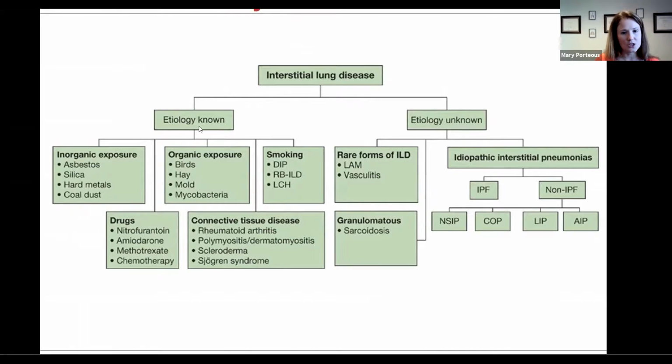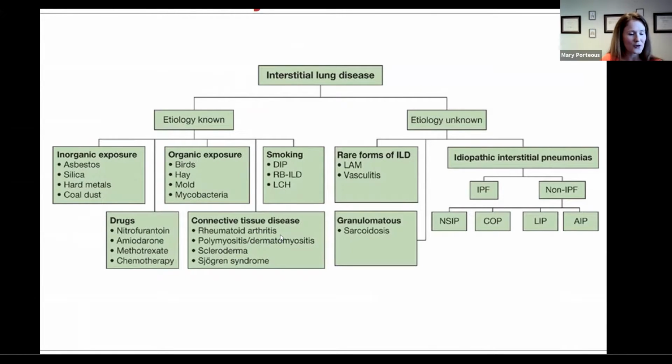In the etiology known section, we're looking at things that people may be exposed to as part of their job: asbestos, silica, hard metals. Especially at the VA hospital, there's a lot of burn pit exposure, so we're trying to understand how those risk factors come into play for them. Other organic exposures: birds, hay, mold. Drugs: Macrobid for recurrent urinary tract infection, amiodarone, chemotherapies or radiation.